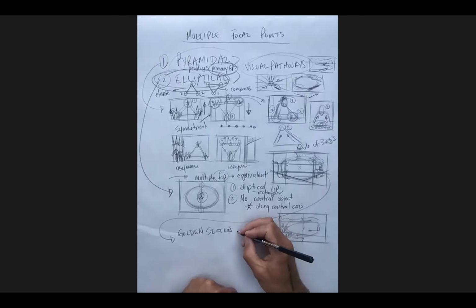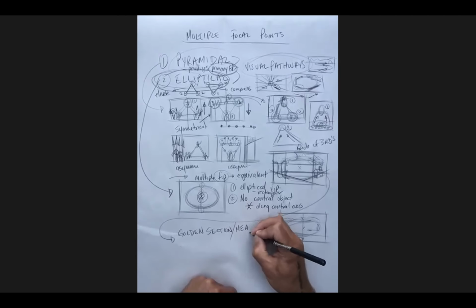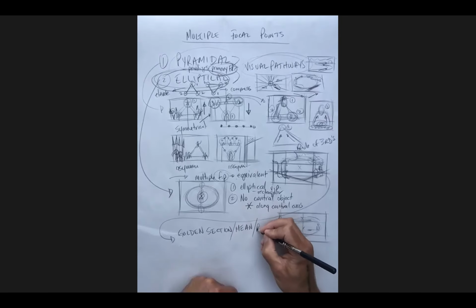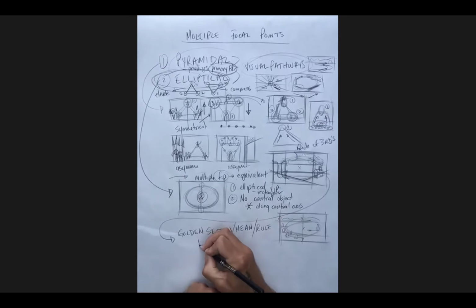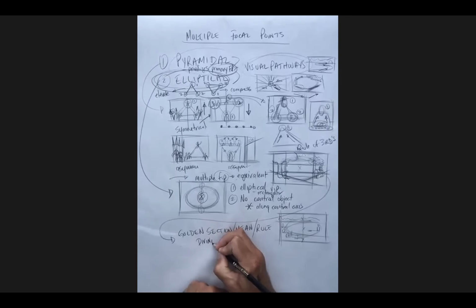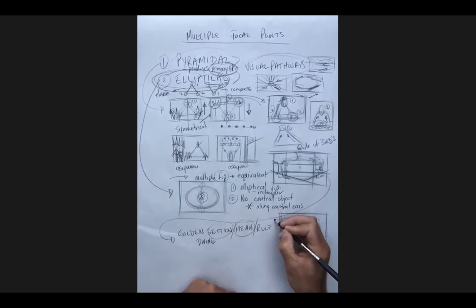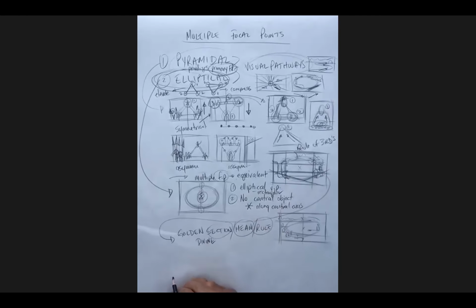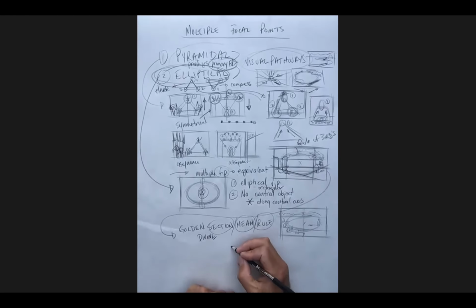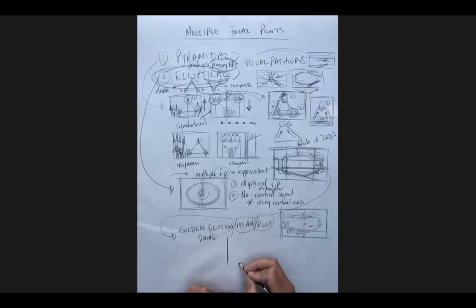Okay. Whether or not you call it the golden mean, the golden rule, the divine section, mean, rule, whatever, they all mean the same thing, right? And what they refer to is breaking up the frame in a very particular way.